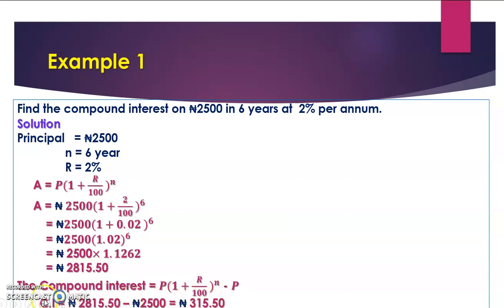So our CI is equal to 2,815 naira 50 kobo minus 2,500, which is our principal. Our answer will now be 315 naira 50 kobo as our answer for our compound interest.